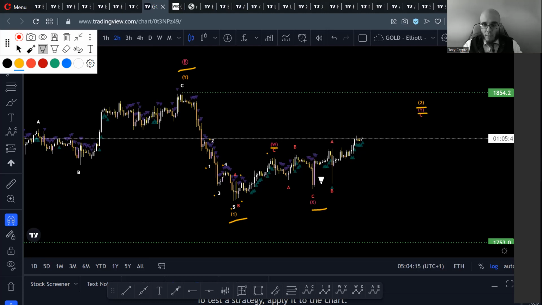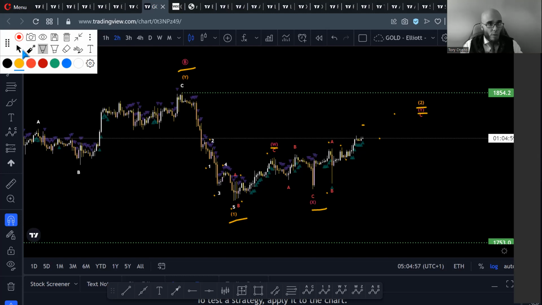So wave Y also has 3 waves in it. And we already have done wave 1, wave 2. And now we will do 1, 2, 3, 4, 5 up into wave 2 top. And once that wave 2 top is reached, we will hit down to finish the triangle. So we will go from the wave 2 down to wave 3, then a wave 4 correction, and wave 5 into the end of the triangle, which will be the E wave of the triangle.